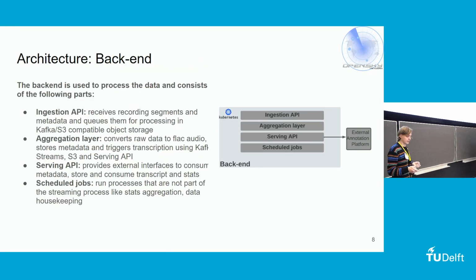The backend has four different layers here. Ingestion API: it receives recording segments and metadata and queues them for processing. Aggregation: from the receiver we get the raw IQ samples, and these are then transported into the backend. The backend takes care of converting those signal samples into the recording format, FLAC we are using, and it stores the metadata and does a lot of other things.